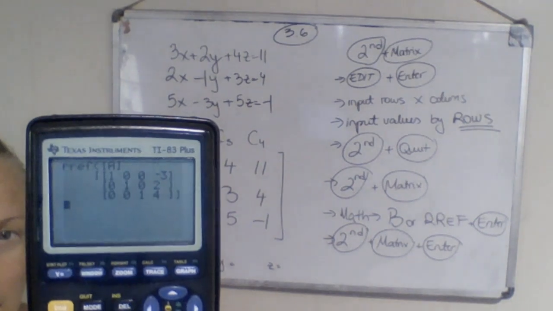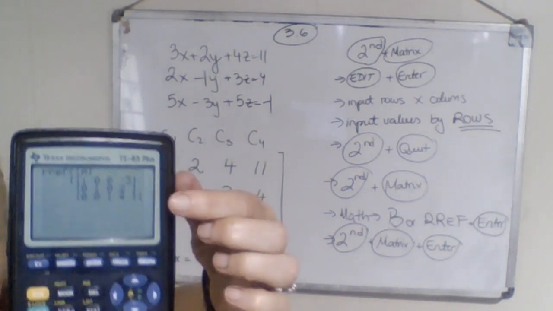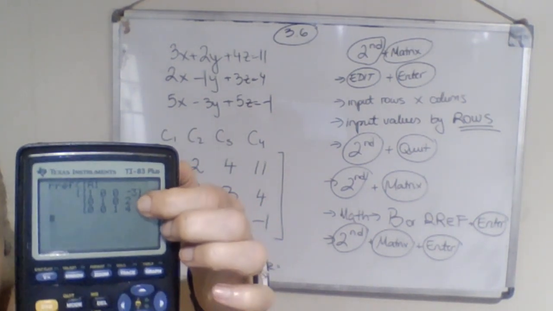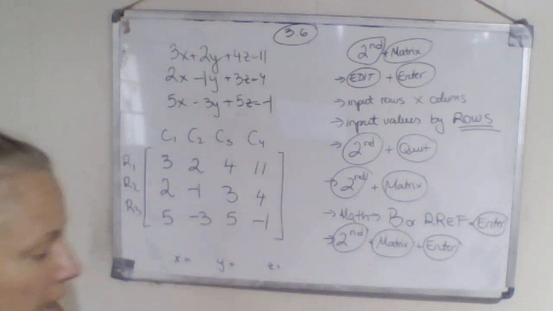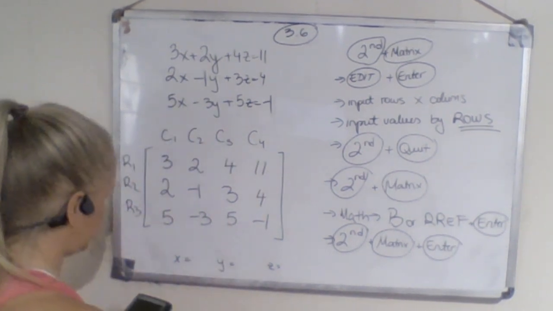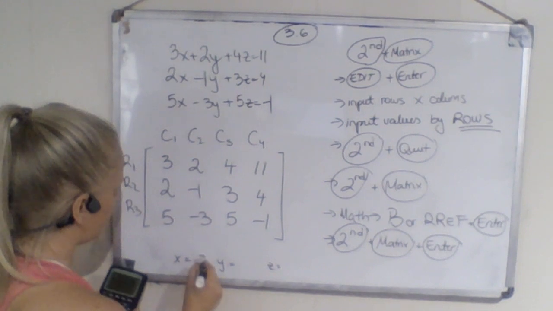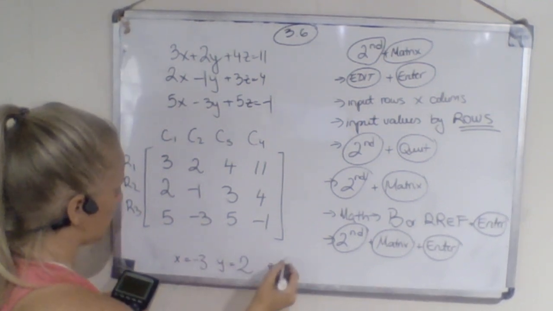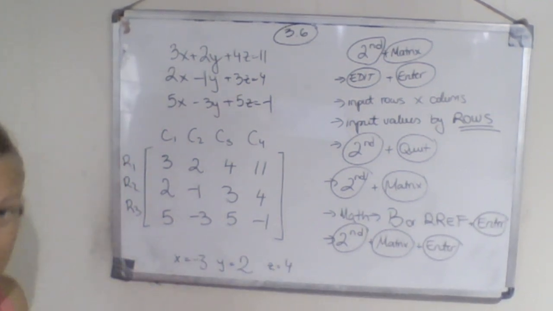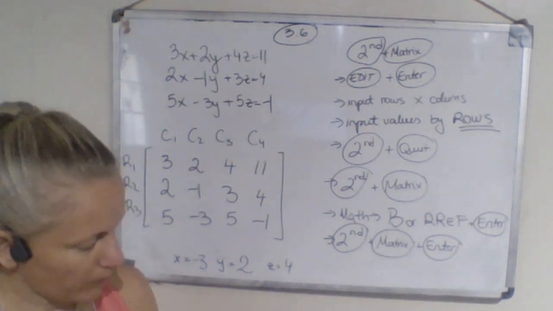But what we do care about is the last numbers of the last column, because your first number in that column, that -3, is your x, the 2 is your y, the 4 is your z. So the calculator solved for you. X is -3, y is 2, and z is 4. If you check your book, that is the answer. So that's how we did this.